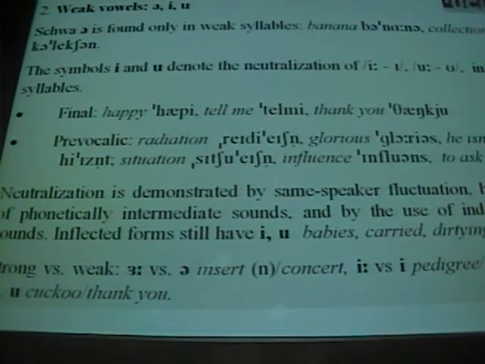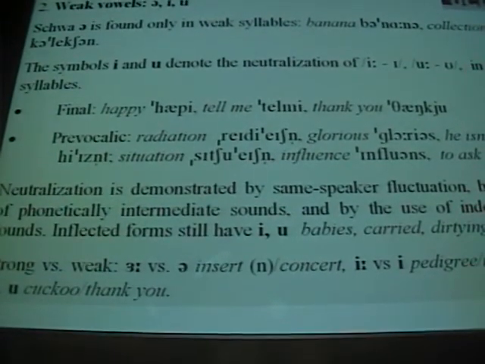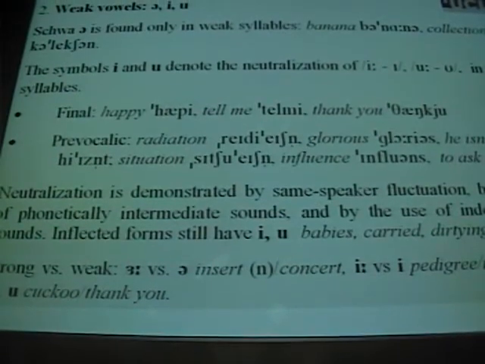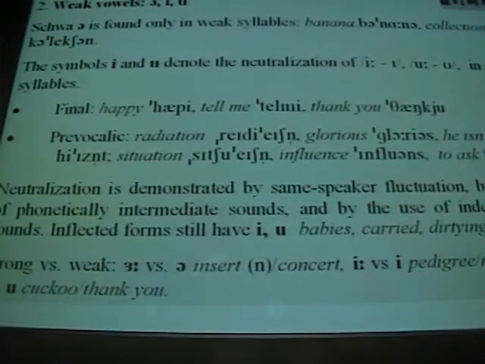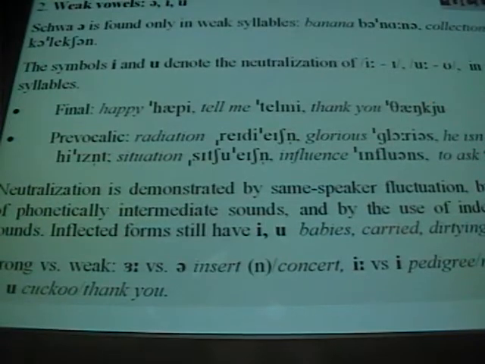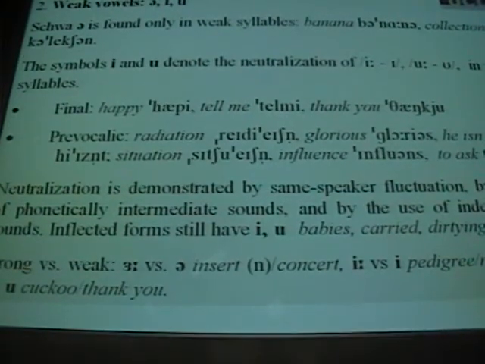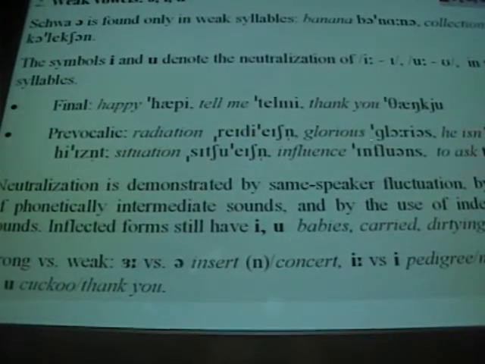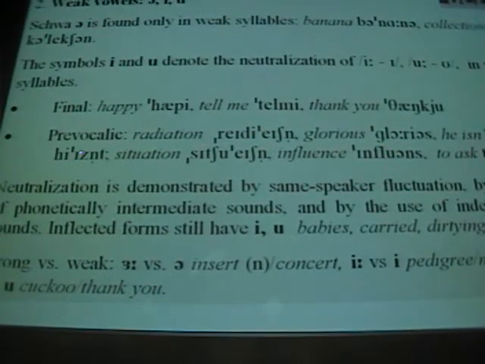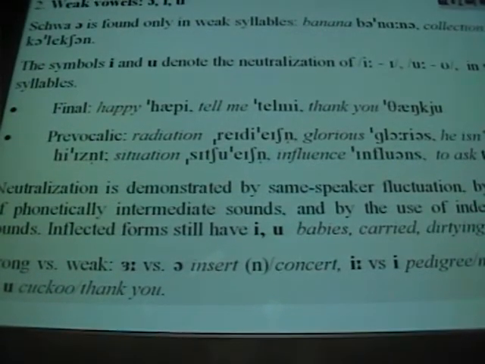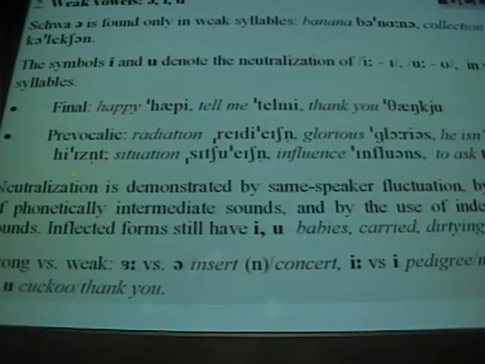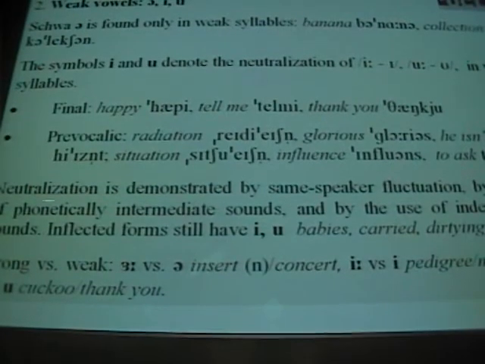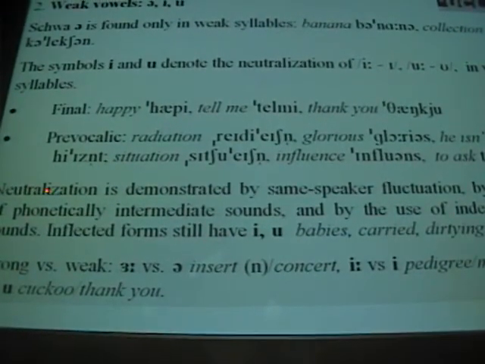So we've got this E thing and the corresponding U in the weak form of you, thank you. If you were to stress it, of course, you'd say thank you, then it would go back to the strong vowel, oo. But when it's weak, no. Prevocalic, as in glorious, which we've had, radiation, he isn't, ooh in situation, influence, to ask. So this really says in posh words what I've just been saying to you.